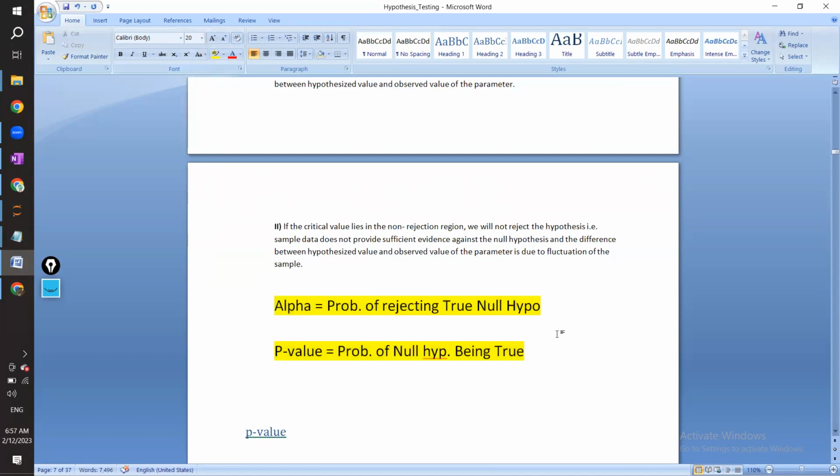Alpha, the significance level, is the probability of rejecting a true null hypothesis. That means the null hypothesis is already true, but what is the probability of you rejecting it, that means not accepting it, that means committing some mistake. So the probability of rejecting a true null hypothesis is alpha. But the p-value is the probability of the null hypothesis being true. That is called the p-value.